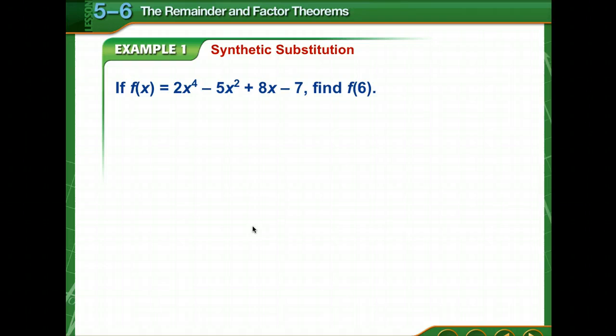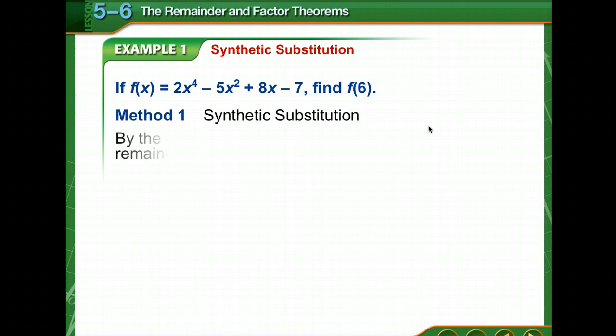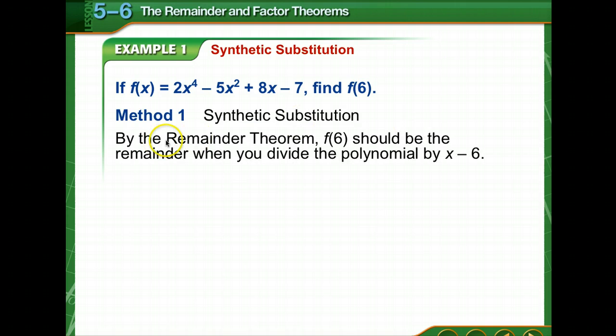Applying the remainder theorem using synthetic division to evaluate a function is called synthetic substitution. It is a convenient way to find the value of a function, especially when the degree of the polynomial is greater than 2. So let's look at synthetic substitution. We're given a polynomial here and we're asked to find f of 6. So method 1, by the remainder theorem, f of 6 should be the remainder when you divide this polynomial by x minus 6.